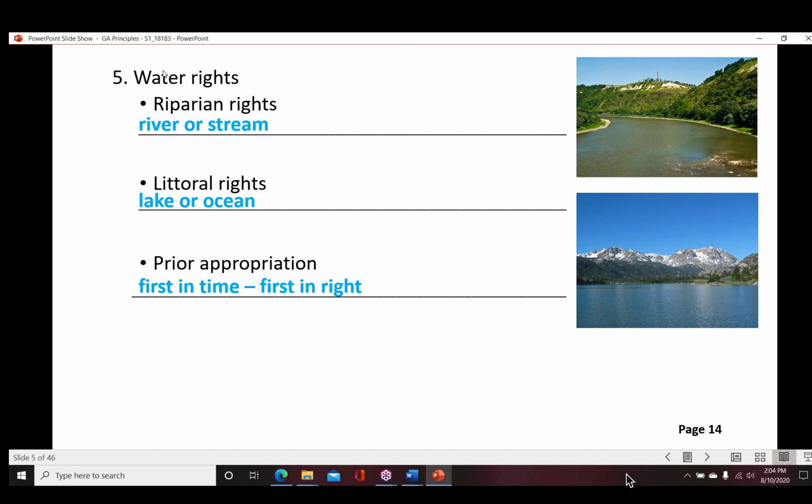All right. So we're still talking about water rights. And so riparian rights meant that the property borders flowing water. Remember the key word was flowing. The next type is called littoral rights, and that is property bordering non-flowing water. And so where they have lake or ocean, I think that is a very good example.